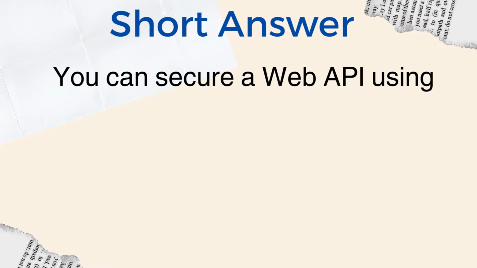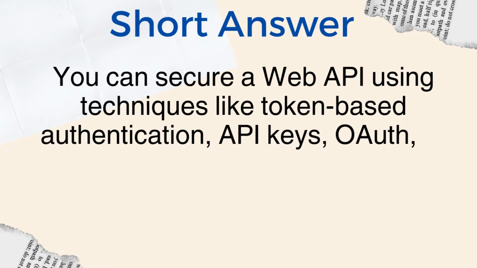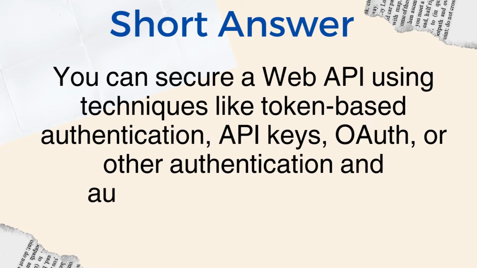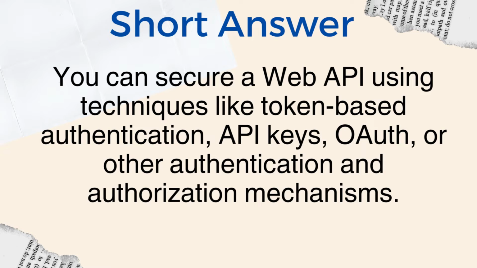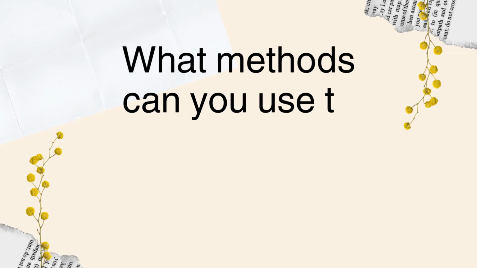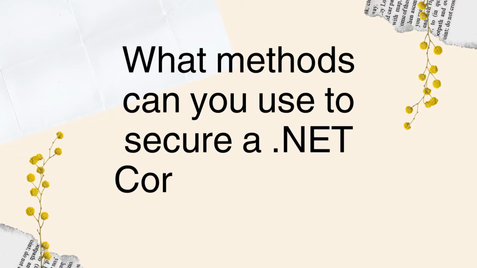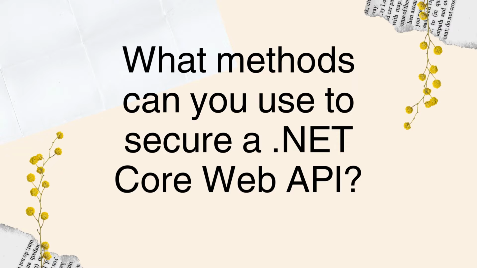Okay, what methods can you use to secure a .NET Core Web API? See, you can use techniques like token based authentication, API keys, OAuth, or other authentication and authorization mechanisms. So we have seen AD B2C, there's something called AD B2B, there's something called Identity Server. All those things are examples. Basically they all deal with token based authentication. Okay, so this is what the answer is.